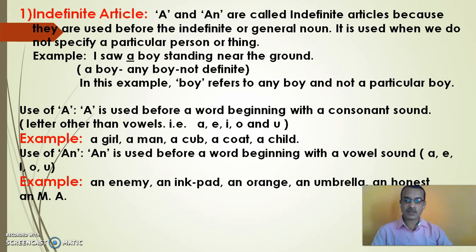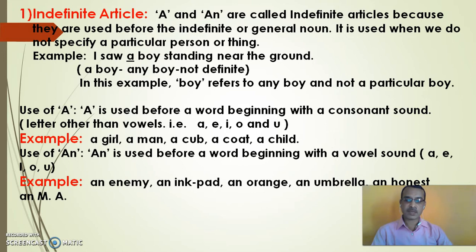Now, let's have a look at the use of an. An is used before a word beginning with a vowel sound, that is a, e, i, o, u. In English language, some words start with a vowel sound, so we use an before those nouns. Examples of such words are an enemy, an ink pad, an orange, an umbrella, an honest man.